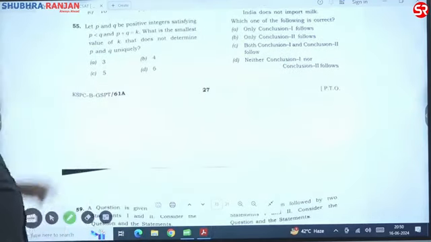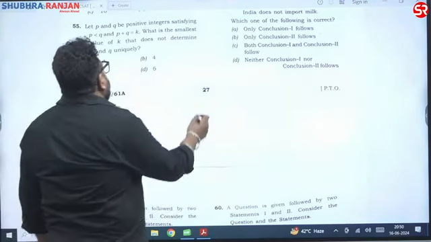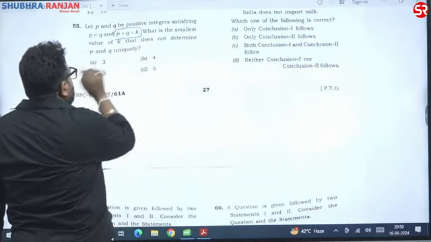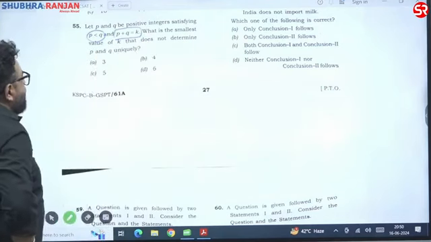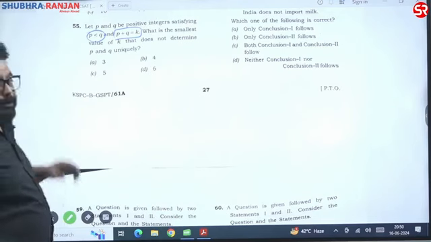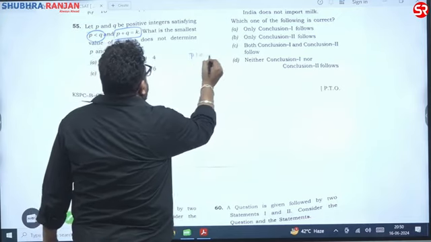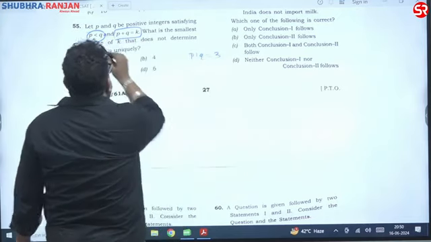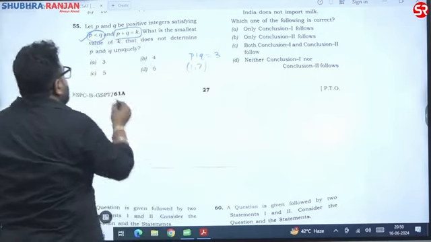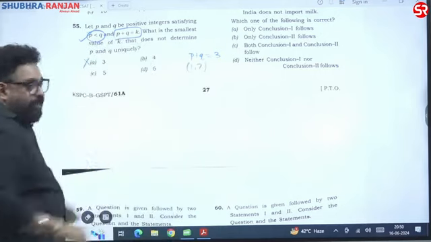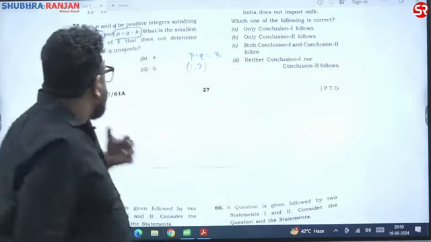55. This is a bit of a technical question. It says let P and Q be positive integers satisfying P plus Q is equal to K, with P less than Q. What is the smallest value of K that does not determine P and Q uniquely? If we take P plus Q is equal to K is equal to 3, and we have to satisfy P less than Q, so 1 and 2. So we are getting a unique solution, which means it does determine. If we take K is equal to 3, it gives us a proper answer.